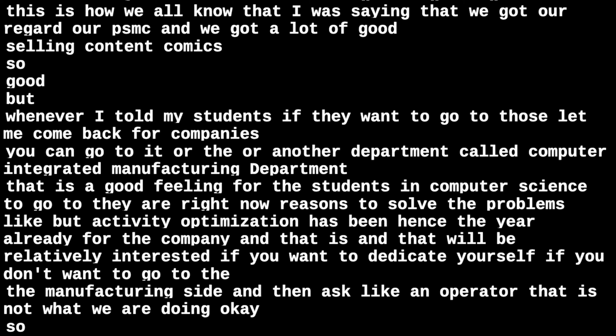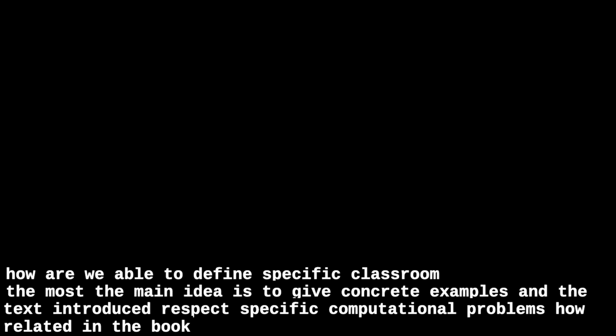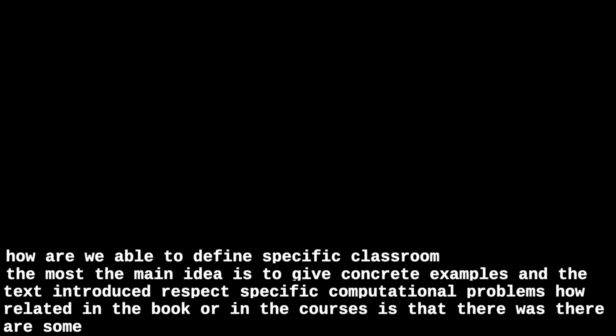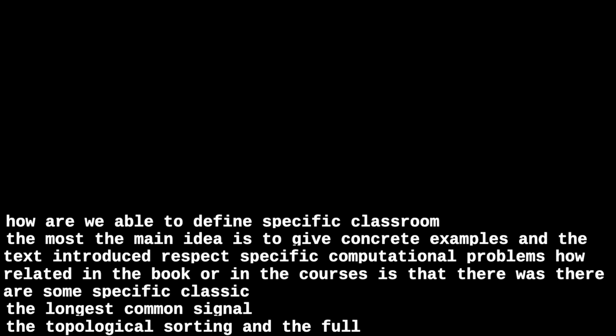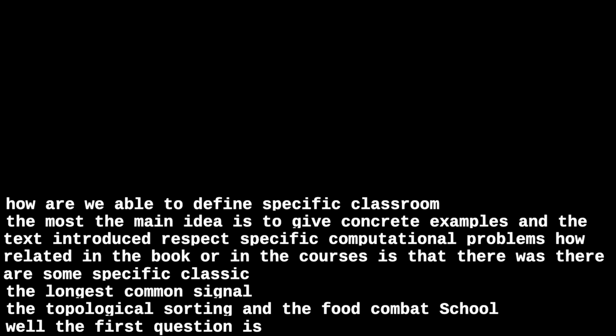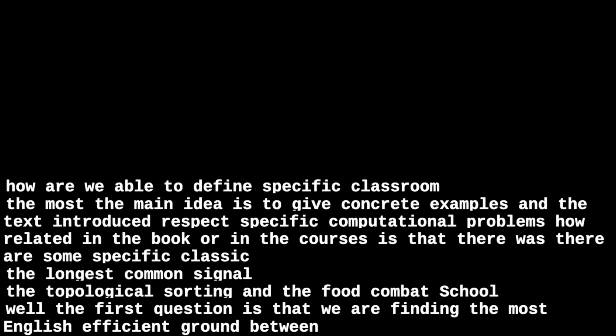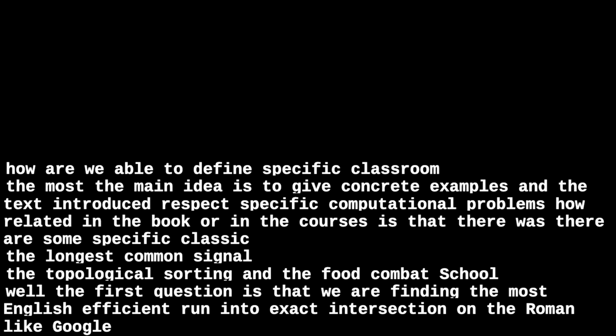So let's come to our class. How are we able to define specific class problems? The main idea is to give concrete examples, and the text introduces four specific computational problems covered later in the book or in the courses. These are some specific classic problems like the shortest path problem, the longest common subsequence, topological sorting, and the convex hull. The first problem is finding the most efficient route between two intersections on the roadmap, like Google Maps.